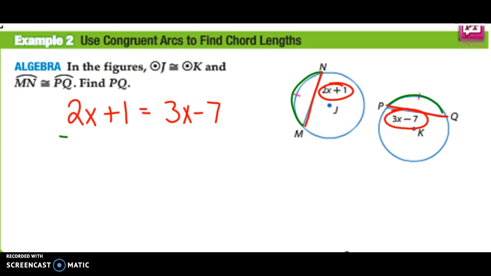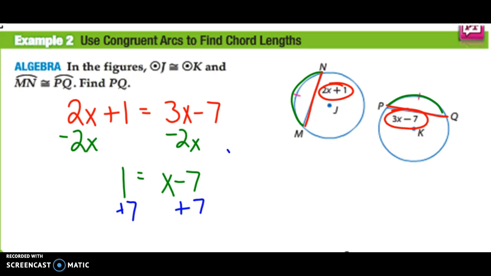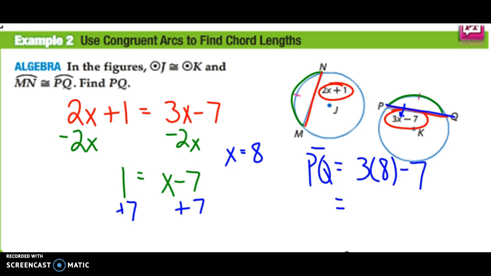Now it's a more straightforward problem. There's more x's on the right, so I subtract 2x from both sides. And I find that 1 is equal to x minus 7. Add 7, add 7. X is equal to 8. Now if it said find the value of x, we would be done. But our job is actually to find the length of PQ right here. So I'm going to plug an 8 in for x right there and solve. So PQ is going to be equal to 3 times 8 minus 7, which is 24 minus 7, which is 17. Which coincidentally is also the same as the length of MN.